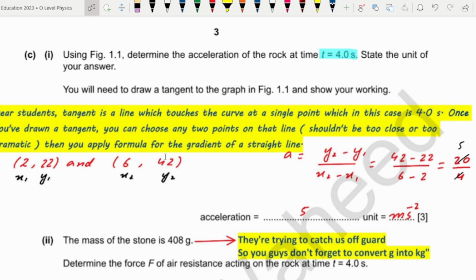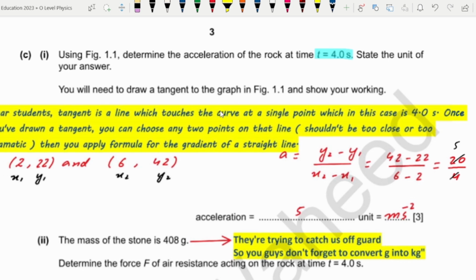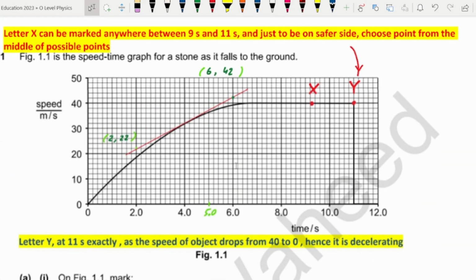Part C. Using figure 1.1, determine the acceleration of the rock at t equals 4.0 seconds. State the unit of your answer. You'll need to draw a tangent to the graph in figure 1.1 and show your working. So basically, they have done you a favor by mentioning that you need to draw a tangent to the graph. Otherwise, you have to realize it by yourself. Whenever you have a curve, you have to find the gradient of the curve by using the method of drawing the tangent. And how do we find acceleration from the speed time graph? We find the acceleration from the speed time graph by drawing the tangent.